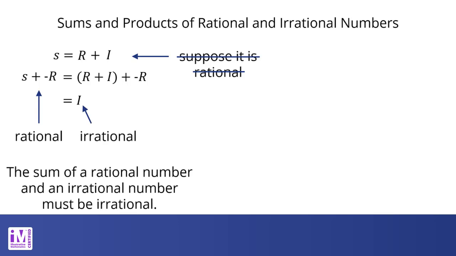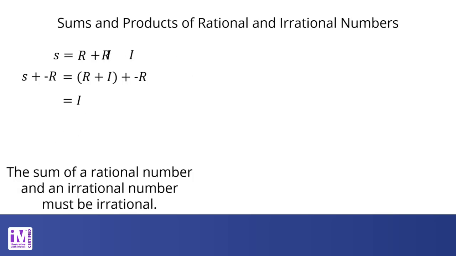The product of a non-zero rational number and an irrational number is irrational. We can show why this is true in a similar way. Let r be rational and I be irrational. We want to show that r times I is irrational. Suppose P is the product of r and I, and suppose P is rational.